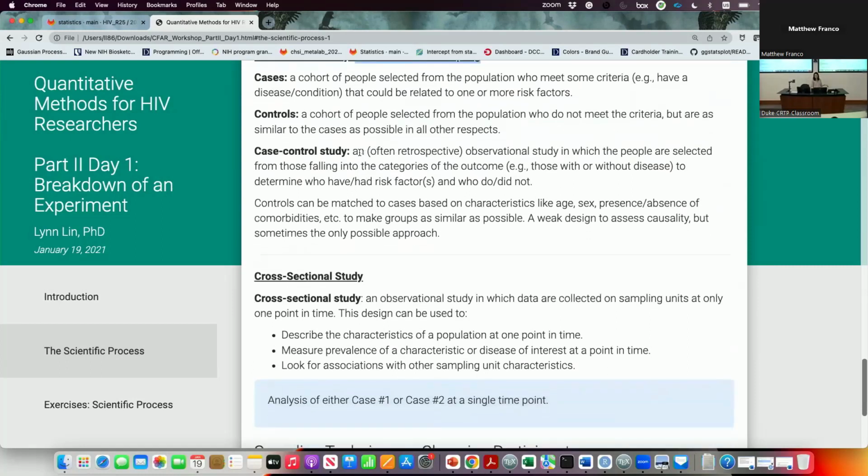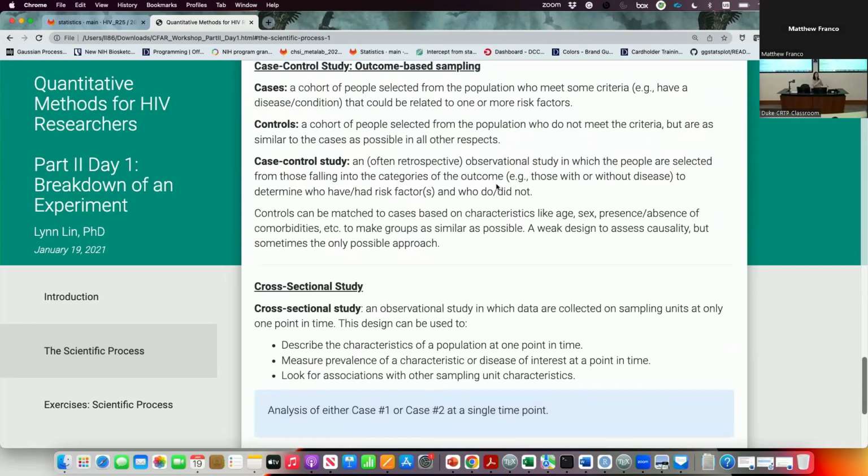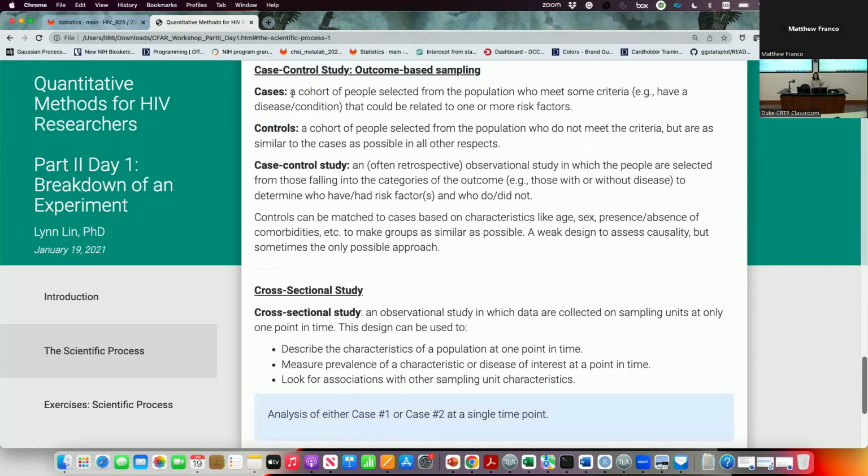So the case control study, as you mentioned, is often a retrospective observational study. Again, you will have 2 cohorts, and in this case, one cohort is called cases, and the other cohort is called controls, right? The cases are a subset of the people from that population who meet certain criteria, meaning, for example, those who get HIV infected. And the controls are another subset of the sample from the population that do not meet the criteria, which means, for example, they are HIV negative, right?